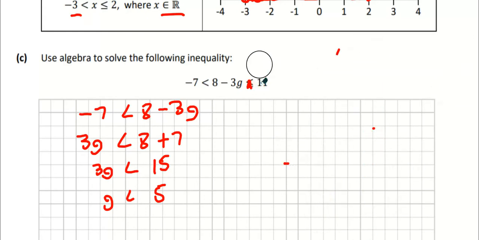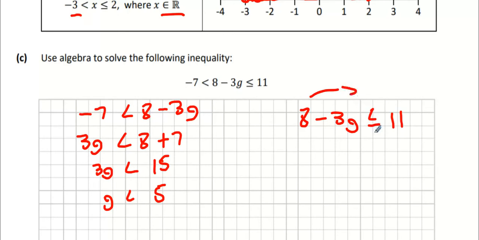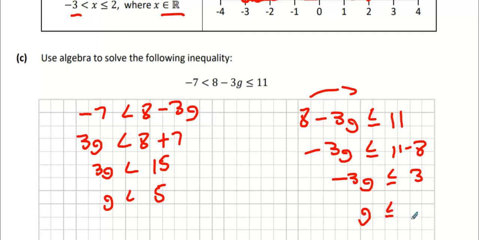So if we look at the next part then, we're going to get 8 minus 3g less than or equal to 11. Bring the 8 over the other side and we get minus 3g less than or equal to 11 take away 8. Minus 3g less than or equal to 3. Multiply both sides by minus 1, we get g less than or equal to minus 3... 3g less than or equal to minus 3. Also reverse the sign around. Need to reverse that sign around, guys.